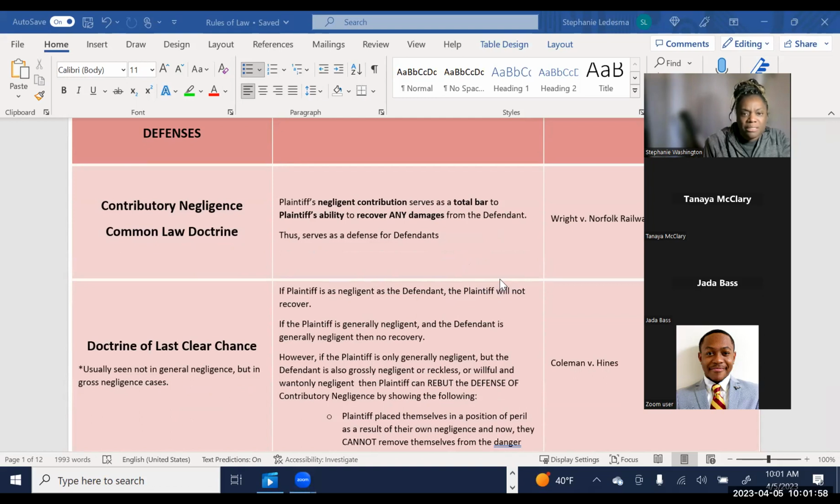Simple chart, not even a spreadsheet. It's literally a chart in Word that I created, and I just added rows as we went. We started with contributory negligence, had some information about what the rule is on contributory negligence.